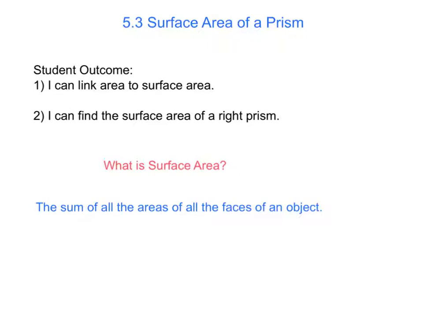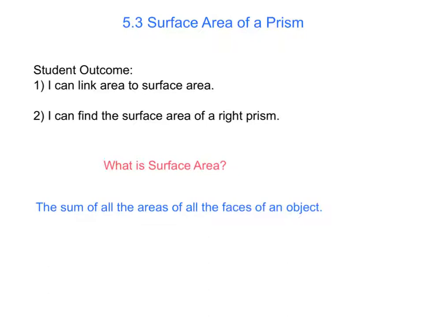So our two outcomes for today: the first one is I can link area to surface area, looking back at what we've learned about how to find area in past grades, like grades 5, 6, and 7, and linking that to what we're talking about today as surface area. And two, I can find the surface area of a right prism, linking that to what we know about prisms from the last two lessons.